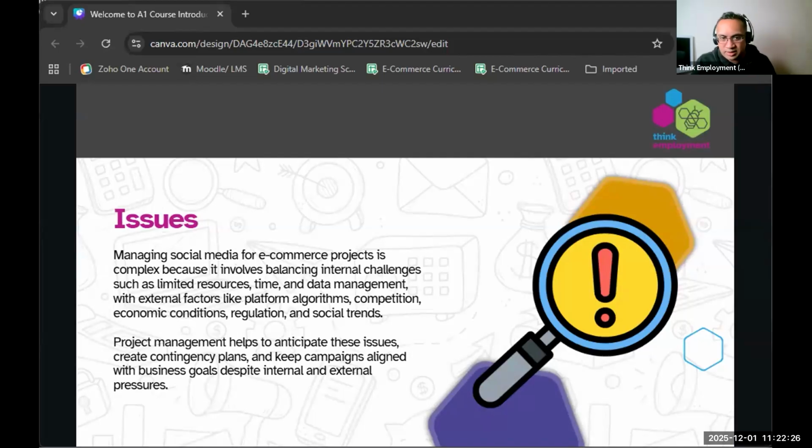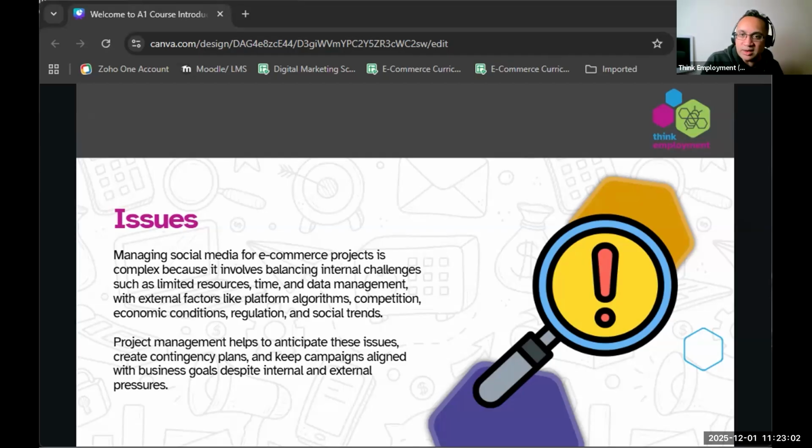Also, we may head towards some problems. Managing social media for e-commerce projects is complex because it involves balancing internal challenges such as limited resources, time, and data management with external factors. First, we've got our own issues, for example financial challenges. And time: if we have the time to work on our project. You might be in a 9 to 5 job because you need to pay your rent and your bills, but you have a side project which you do in the evenings.